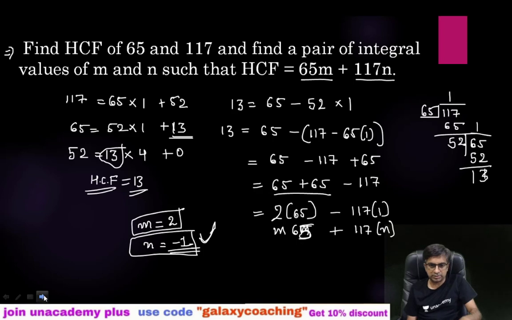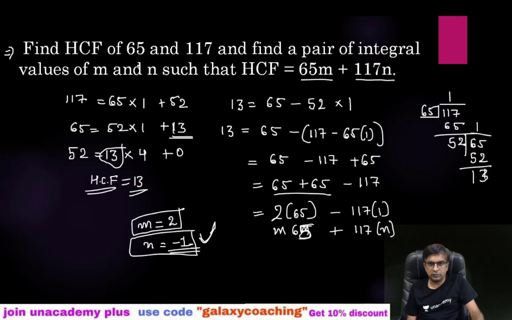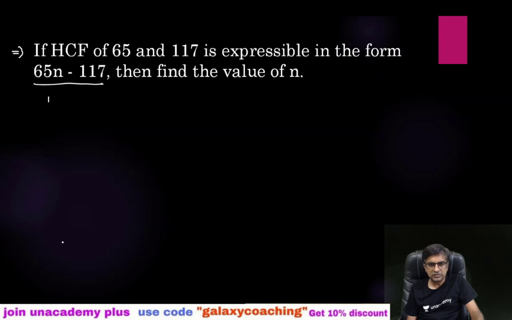And the last question that we are going to solve is the same as that only, but a little bit different. Only one single value you need to find out. If the HCF of 65 and 117 is expressed in the form of 65n minus 117, actually we had found out HCF here of this 117 and 65, that is 13. So directly HCF equals to 13. So what can I write? 65n minus 117 equals to, this is the form of HCF. So can I write equals to 13? Yes, directly.